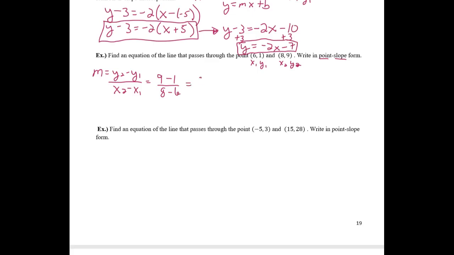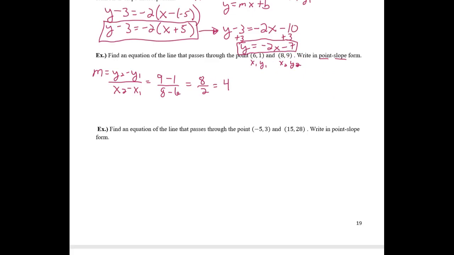9 minus 1 is 8. 8 minus 6 is 2. 8 divided by 2 is 4. We should always be simplifying fractions down as far as they go. Now that I have a slope and multiple points, I can fill in my equation.